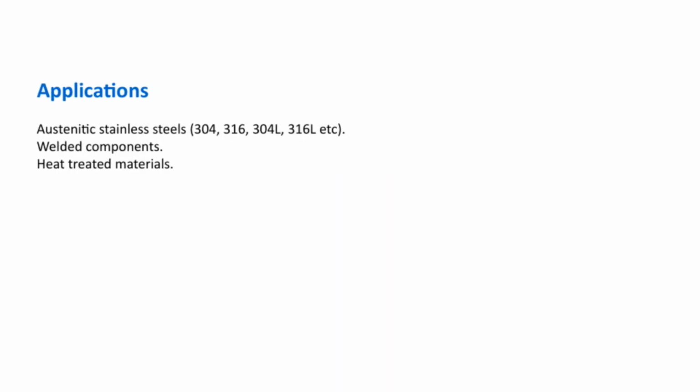Today, I want to talk about some of the key applications where these materials really shine. First up, austenitic stainless steels, like 304, 316, 304L, and 316L. These are incredibly popular because of their excellent corrosion resistance and mechanical properties, making them ideal for a wide range of industries. You'll find them used extensively in food processing, chemical industries, and even in architecture.